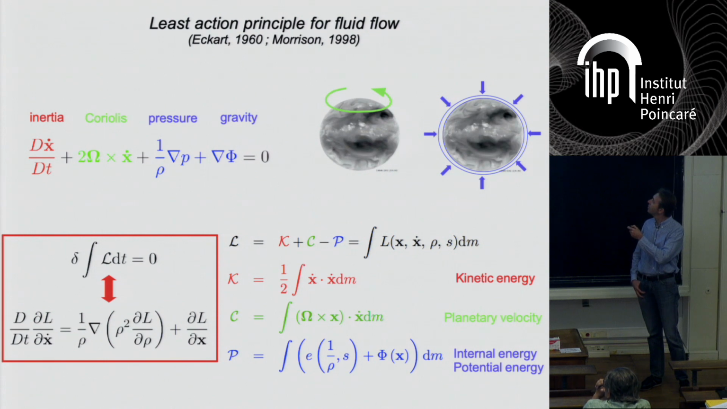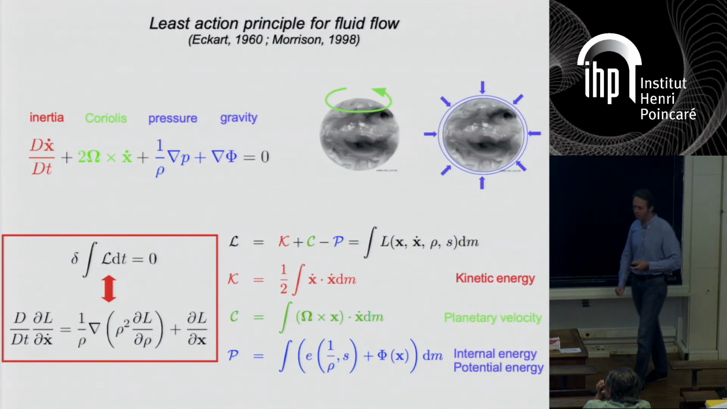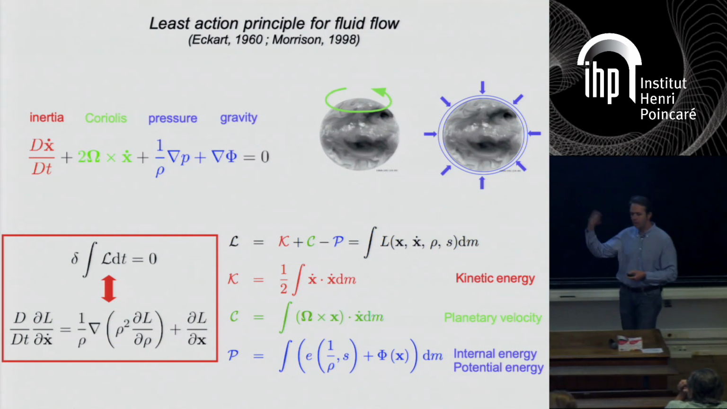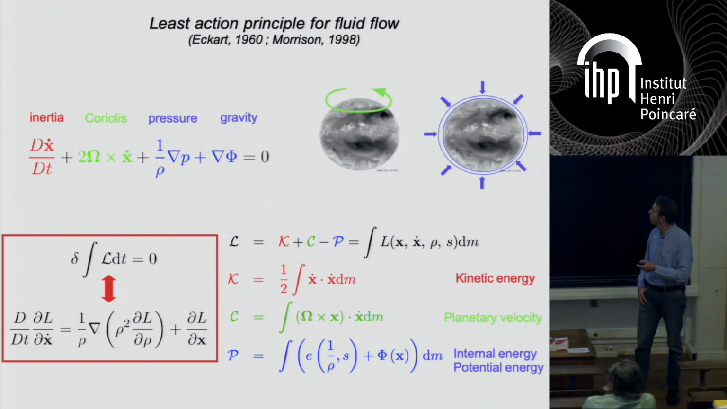So the action is an integral of the Lagrangian. The Lagrangian itself depends on position, velocity, density, where rho is density, and transported quantities, like in this case I just wrote specific entropy, but you could add moisture, salinity, and other stuff depending on applications.